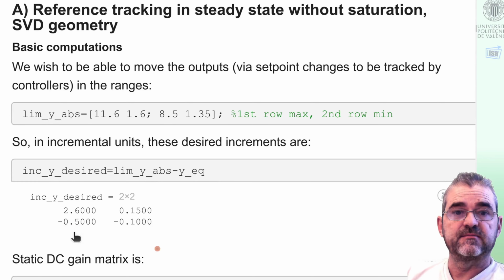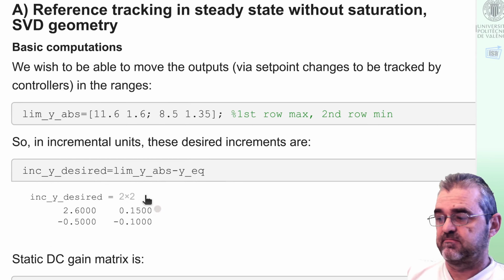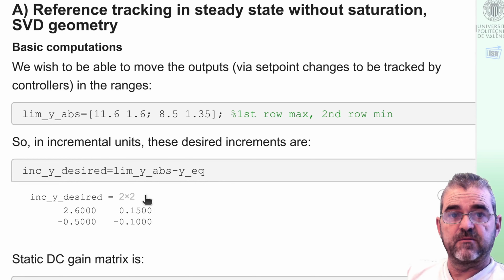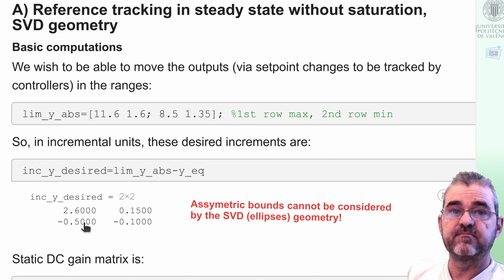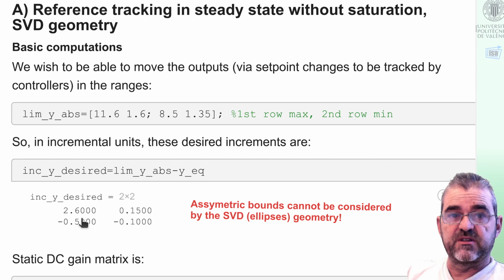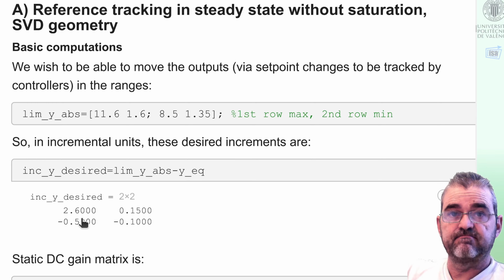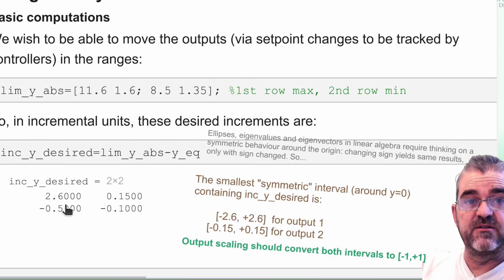If I look at the desired increments as singular value computations, the geometry of spheres must forcefully be symmetric around the origin, around the operating point. Then I need to choose the worst case as the largest desired increment. For instance, in my first output, maybe the user wants a positive increment of 2.6. A symmetric interval around 0 that contains both extreme points must be plus minus 2.6.